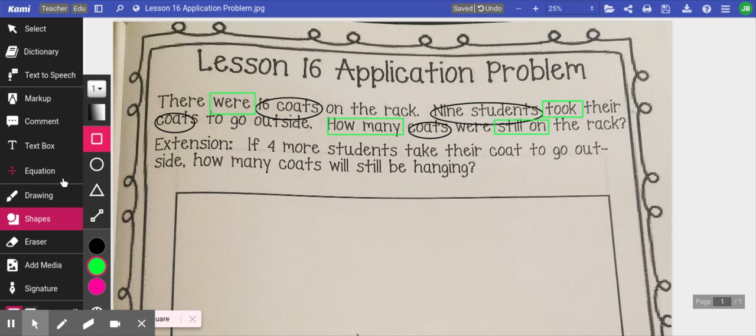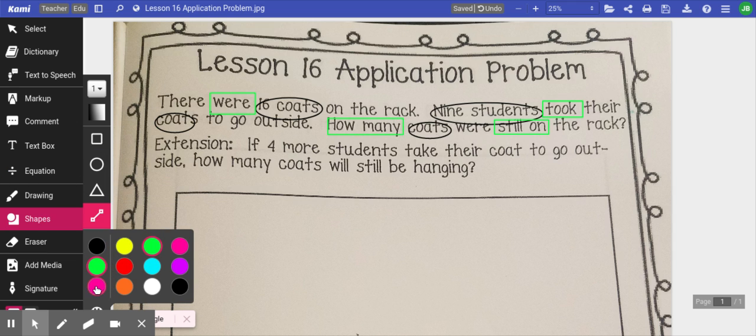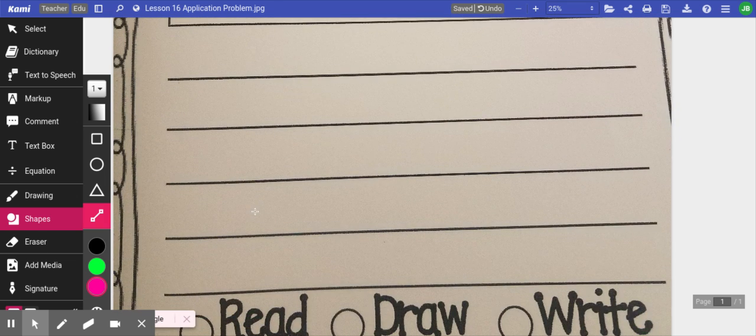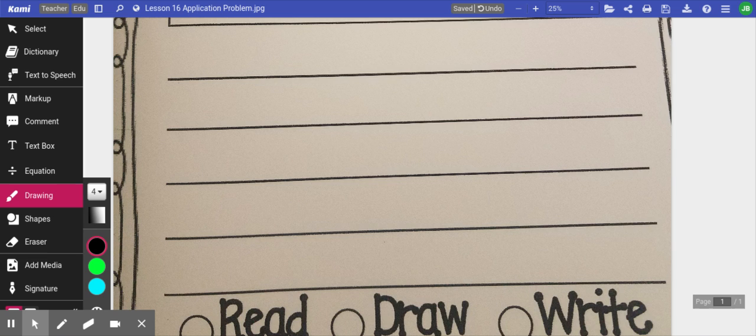All right, so now I can underline my question. Look for the question mark. Go to the first word of the question or sentence. That capitalized letter tells me it starts right there. How? So how many coats were still on the rack is my question. All right, next I am going down here and mark off my reading because I read it.